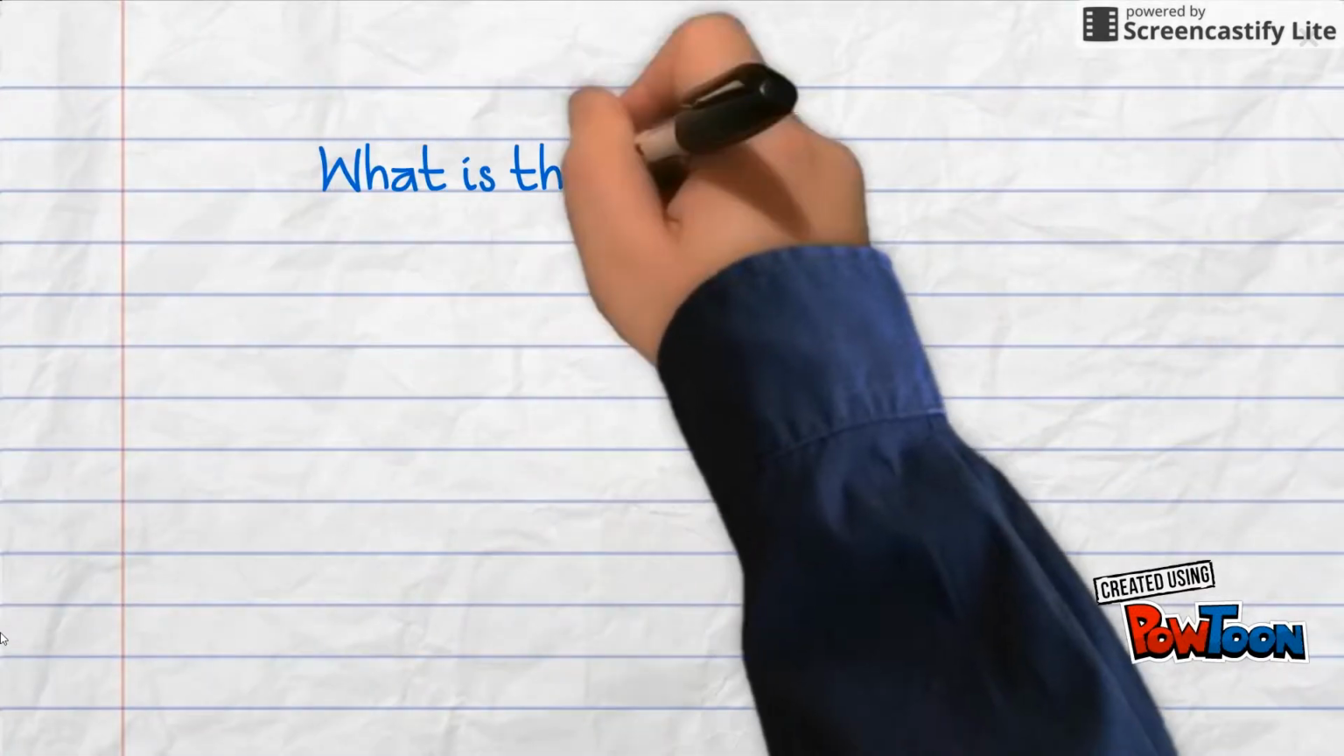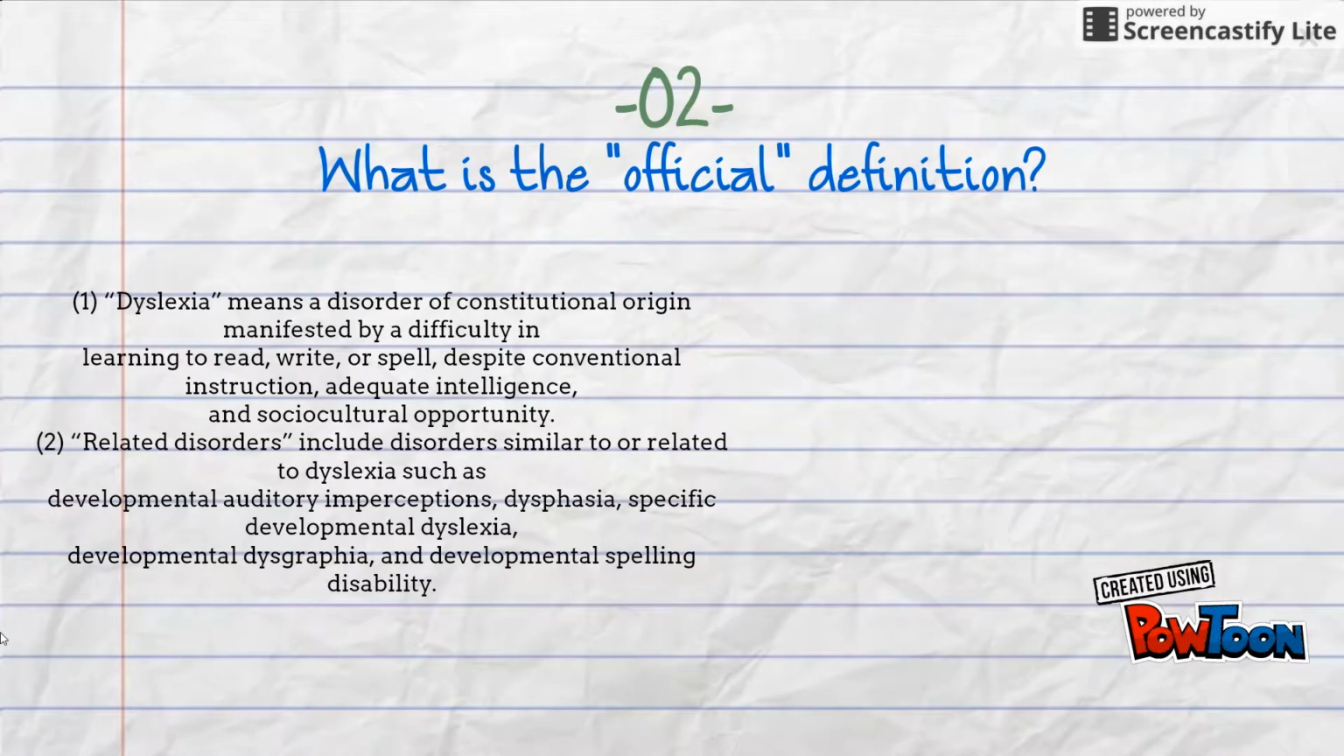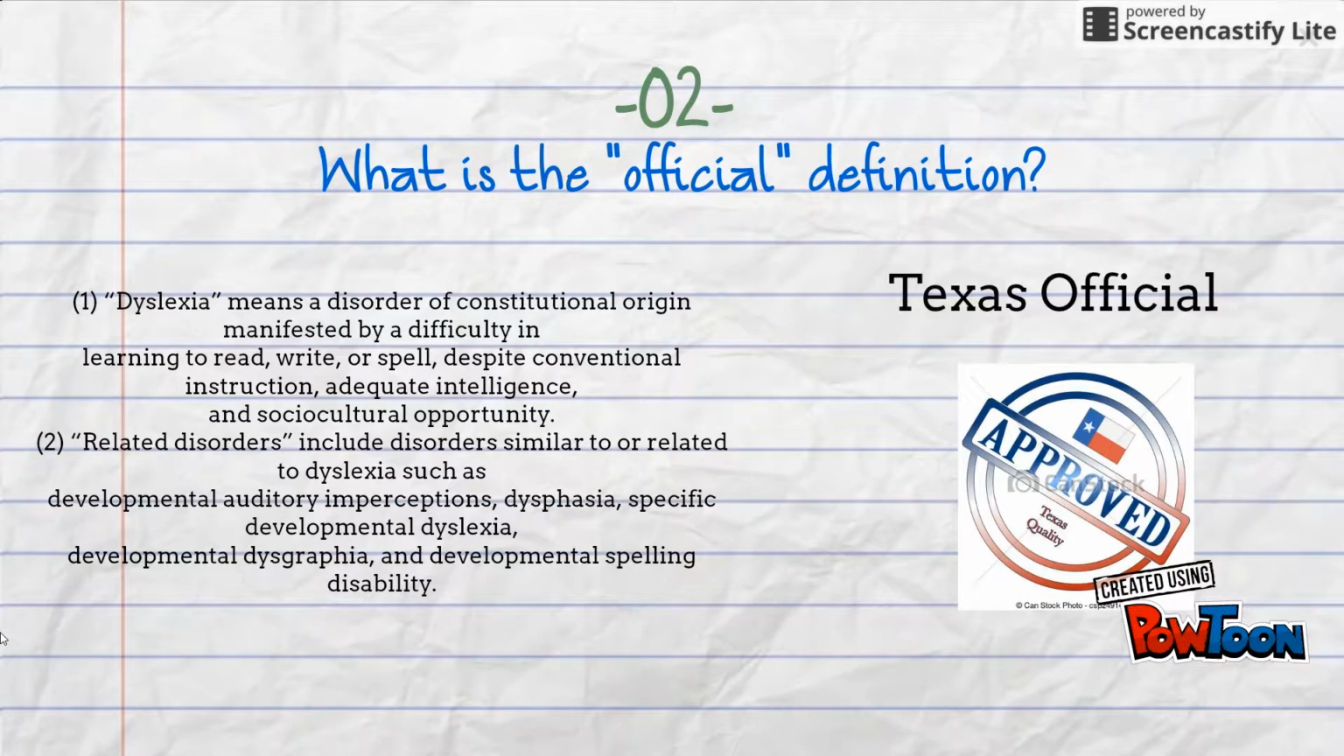Let's start off logically. Let's define dyslexia. The Dyslexia Handbook from the Texas Education Agency officially defines dyslexia as all the text to the left. Feel free to pause and read it. I'll stick to the highlights. But basically, dyslexia means reading and writing difficulty based off of neurological misfires.